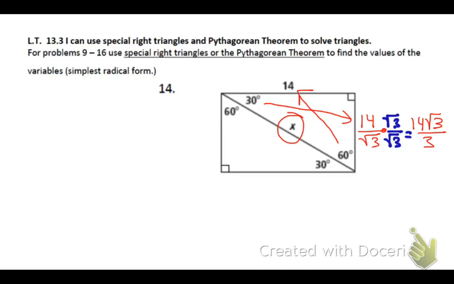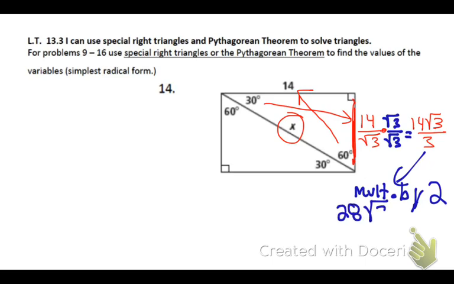Now this is the 30-degree side, that's this side here, but we're trying to find the hypotenuse, and the hypotenuse is always double whatever the 30-degree side is. So now we need to multiply this by 2. When we multiply the top by 2, that gives you 28 radical 3 over 3. Everything else stays the same. You just multiply the top by 2.